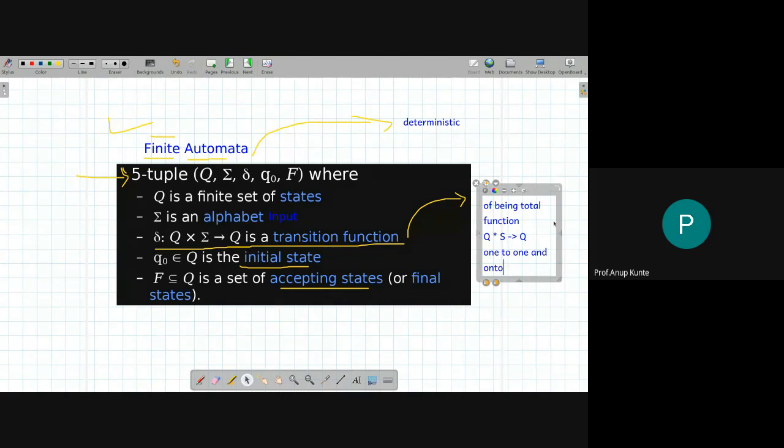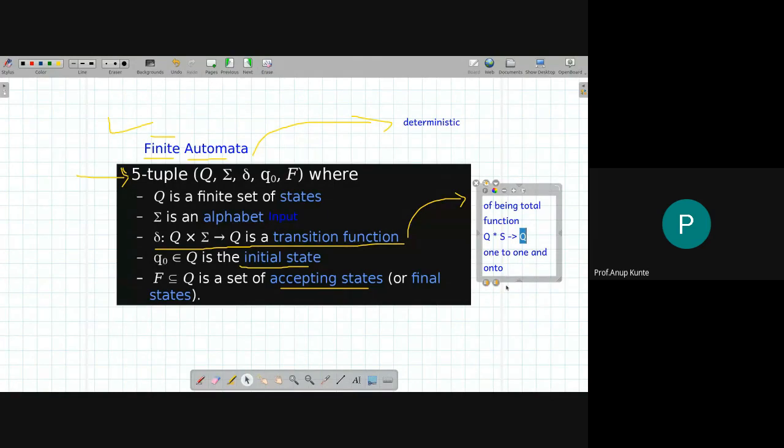And onto means that for the participating relation, the Q relation, every Q is included in the mapping. Okay, so that is one to one and onto mapping. Together, if a function is showing one to one correspondence and onto kind of mapping, it becomes a total function. And if a total function is there as a transition function for any finite automata without output, the finite automata becomes a deterministic finite automata.